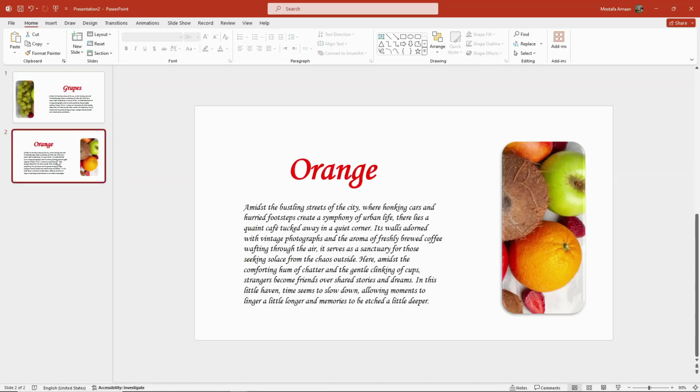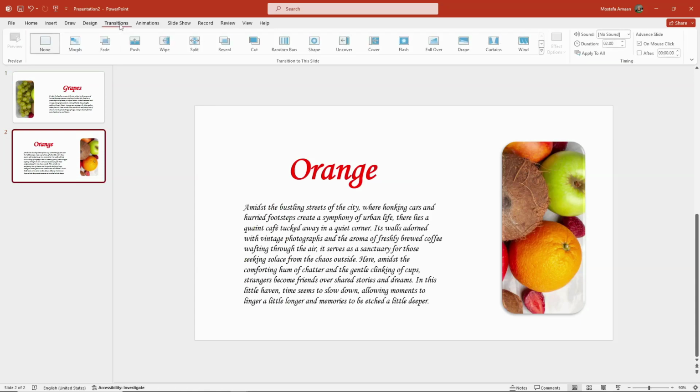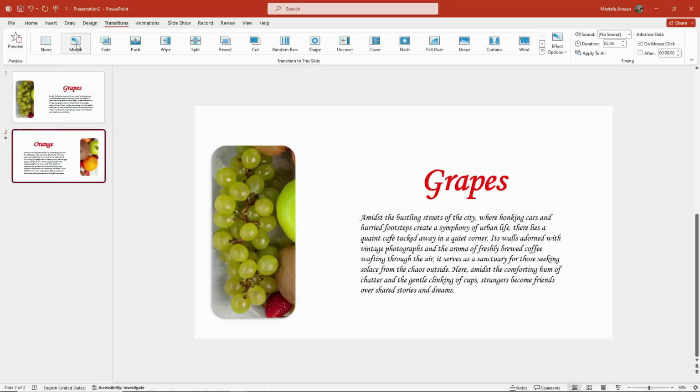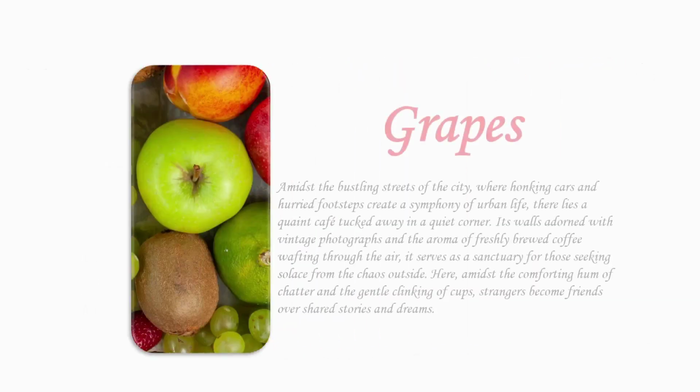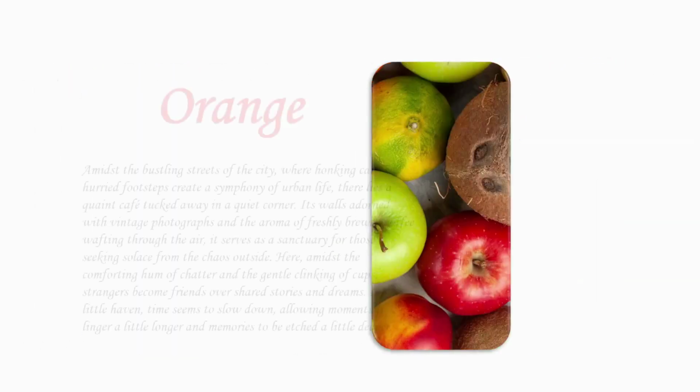Now, it's time for the magic touch. Select the second slide, then go to Transitions, then select the Morph option. Now, press the F5 key on your keyboard and enjoy the professional presentation you just created.